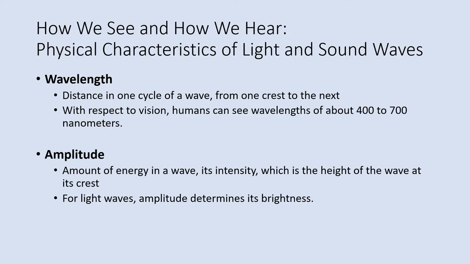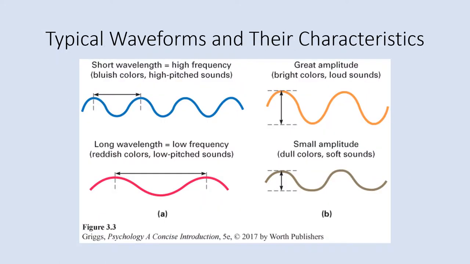Now, of course, our eyes detect light waves and our ears detect sound waves. Wavelength is the distance in one cycle of a wave, from one crest to the next. With respect to vision, humans can see wavelengths of about 400 to 700 nanometers. Amplitude is the amount of energy in a wave, its intensity, which is the height of the wave at its crest. For light waves, amplitude determines its brightness. Here we can see typical waveforms and their characteristics.